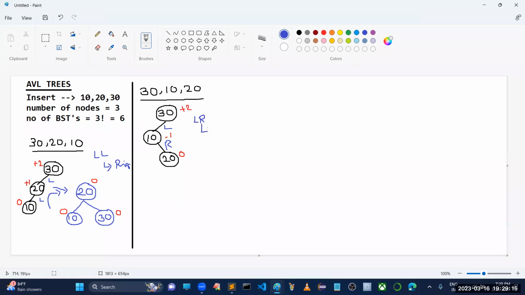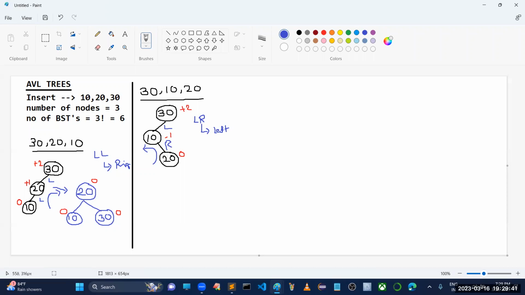In the LR case we have to do two rotations, sir. What is the first rotation we have to do? Sir, first we have to do left rotation. If you do left rotation, what will happen? This is a right rotation, so this one will become a left rotation.